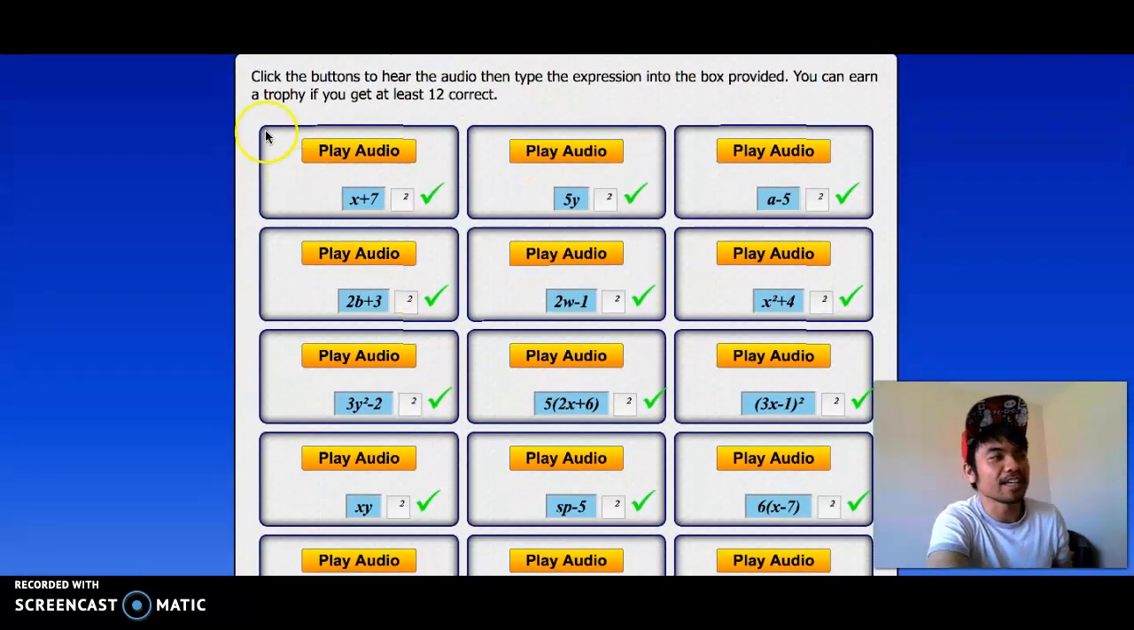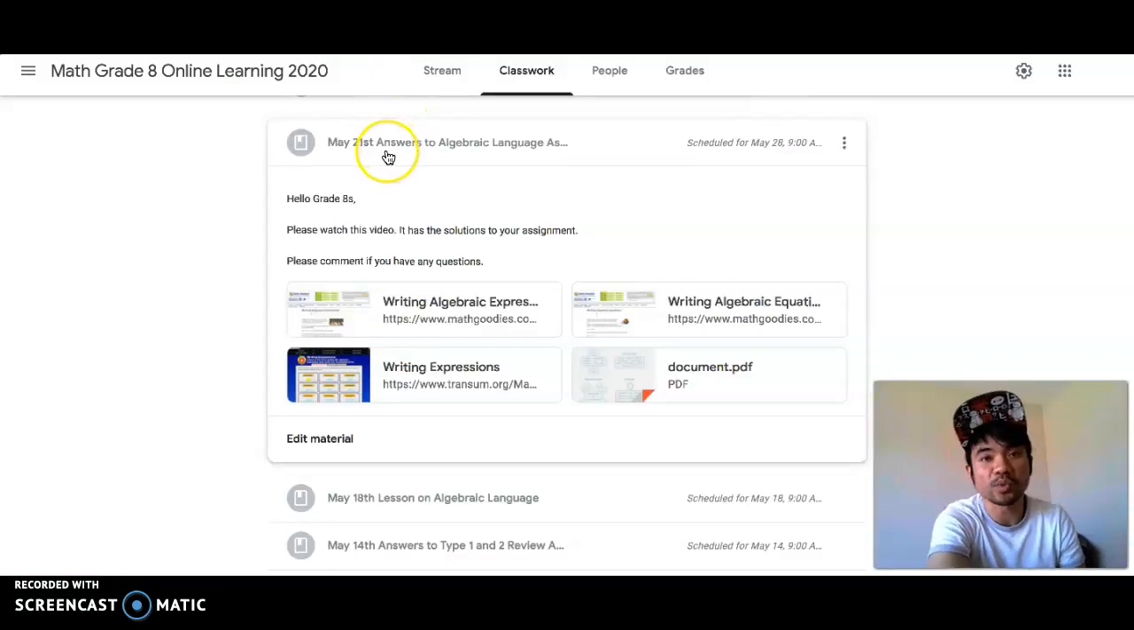Okay, so again, this website is nice because you can always refresh the page and the questions are always different. Okay, so make sure you try this week's assignment.